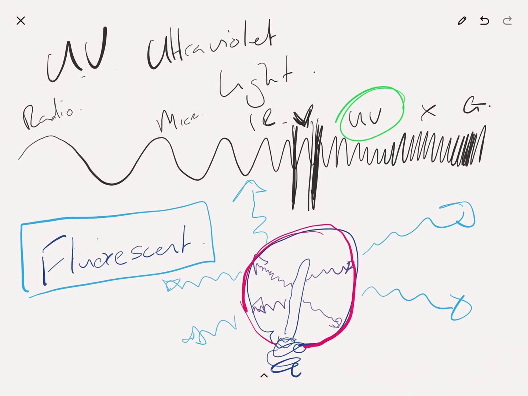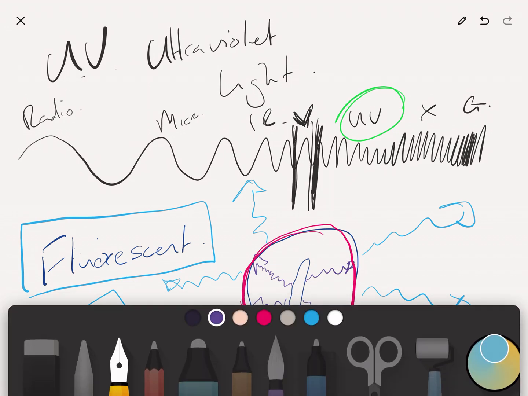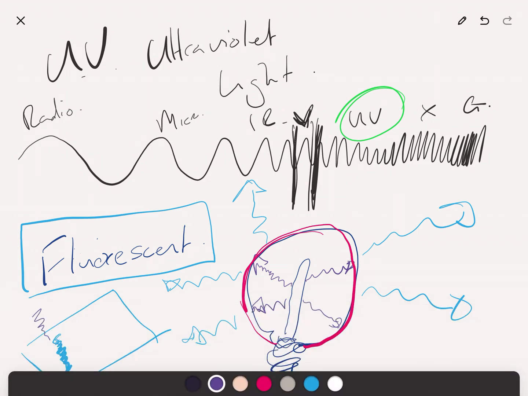You can see it as well on security markers. Any forged banknotes, or real banknotes actually, have this chemical on, and you shine a UV light on. The UV light, high frequency, goes into the chemical. The chemical fluoresces and gives out the longer wavelength visible light, and you can see it glowing.